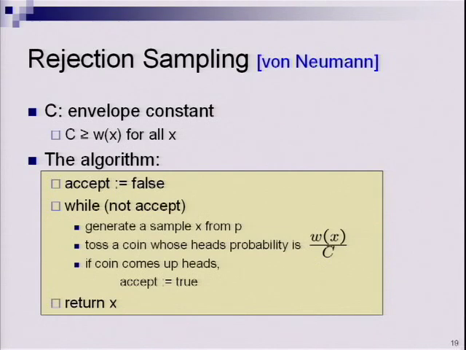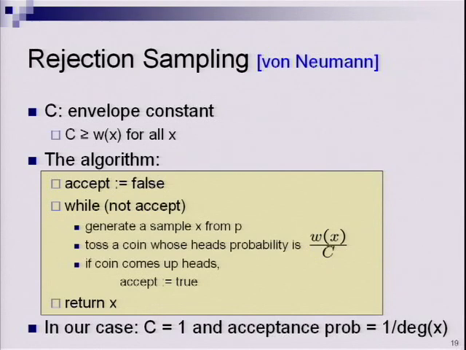How do you determine whether to accept a sample or not? That's easy. You just toss a coin. It's not a fair coin, it's not half-half, but rather it has different probabilities for tails and heads. The probability for heads is the bias weight over the envelope constant C. Remember, we know how to compute the bias weight. Note that the envelope constant guarantees that this is a proper probability. It's a value between 0 and 1. And now if the coin comes up heads, we just accept the sample. As I said, in our case, C equals 1, and the acceptance probability is just 1 over the degree.